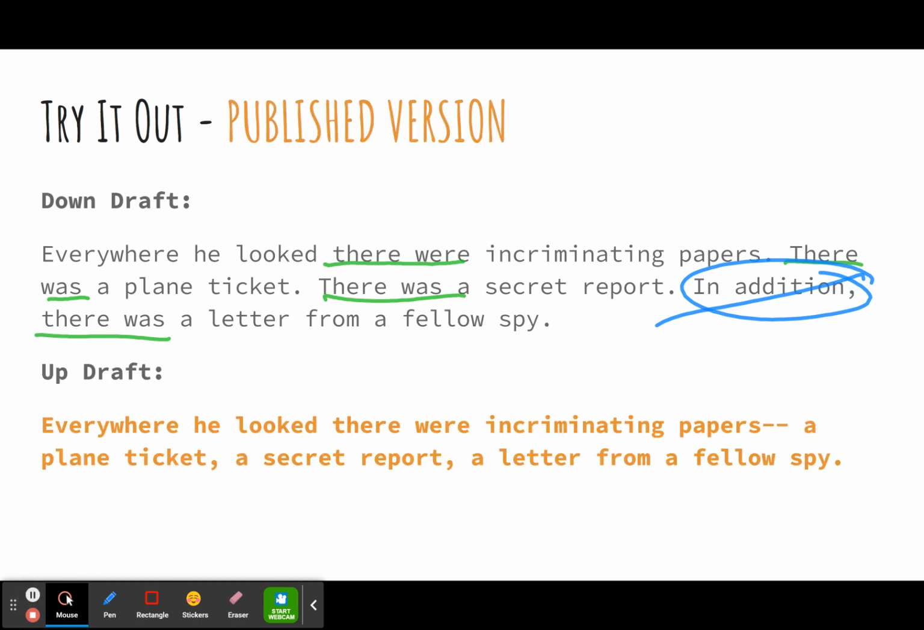And here's what the author came up with. Everywhere he looked, there were incriminating papers. Dash. A plane ticket. A secret report. A letter from a fellow spy.